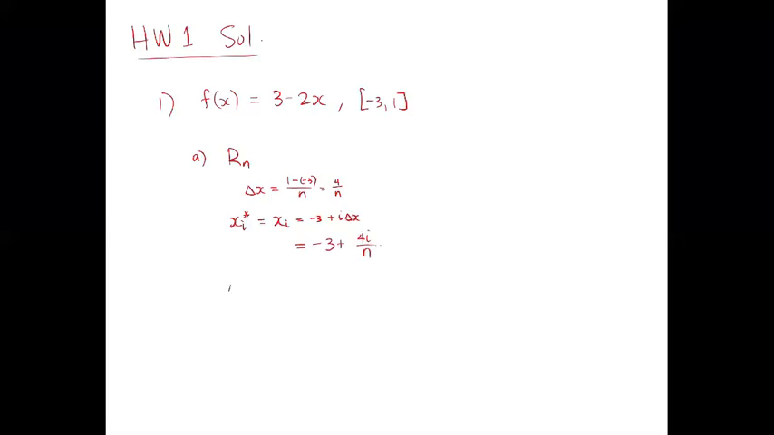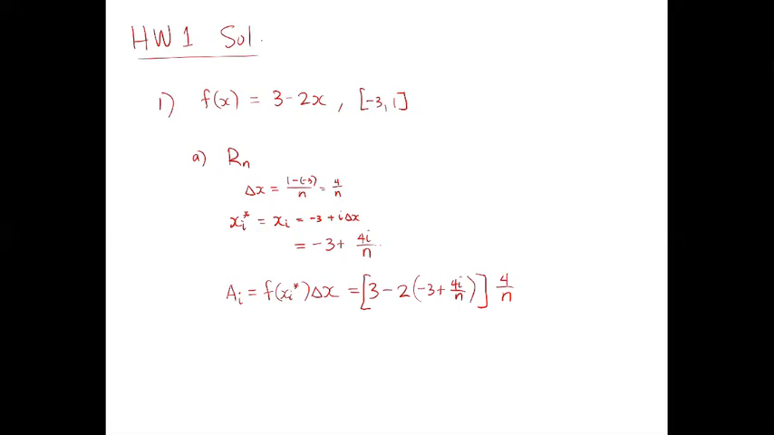And then, therefore, our A sub i, the area of the ith rectangle, this is f of x sub i star times delta x. But this one will just replace the x with the x sub i star, which is this. So we have 3 minus 2 times negative 3 plus 4i over n, and then this is being multiplied to delta x, and delta x is 4 over n there.